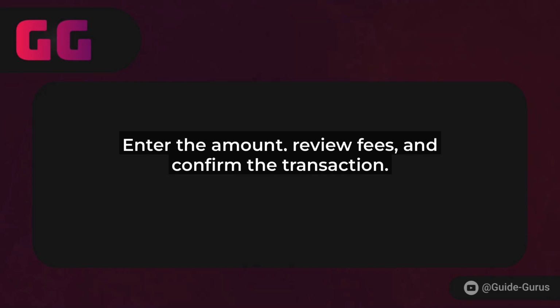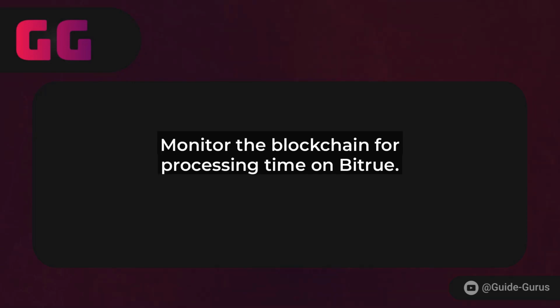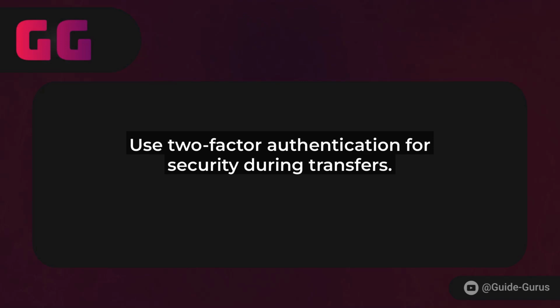Check for fees, which might vary based on network congestion in 2025. Once you approve the transaction, it'll be processed on the blockchain. This could take a few minutes to an hour, depending on the network. After that, jump back to Bitrue and check your wallet to confirm the deposit. If everything goes smoothly, your USDC should appear shortly.